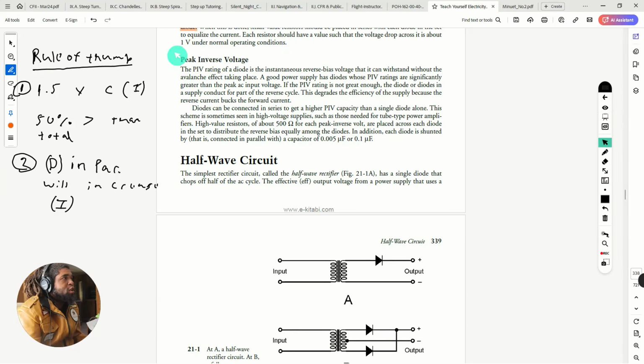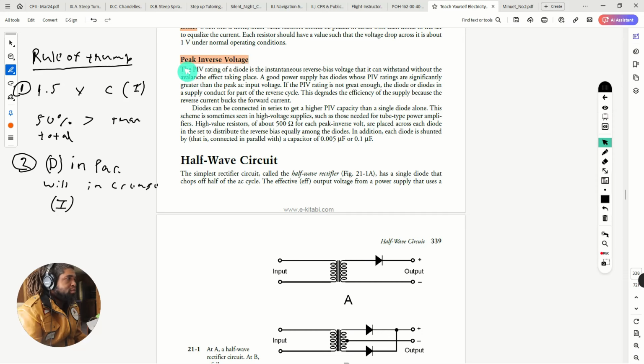Okay, peak inverse voltage. This is another topic that's going to be pertinent to not so much our understanding right now of the topology of these circuits, which we're getting into now if you're seeing that, but it gives you a reference into how diodes function.